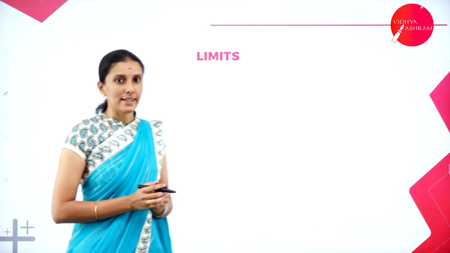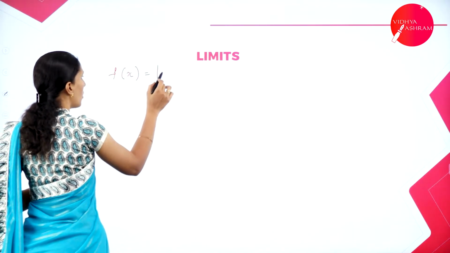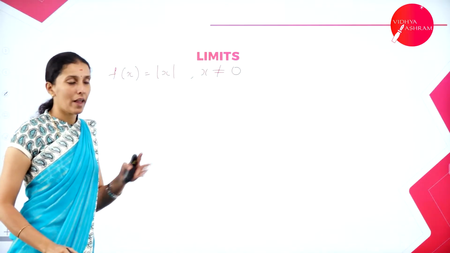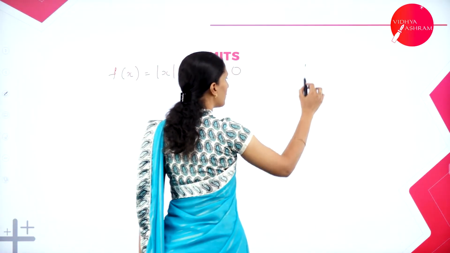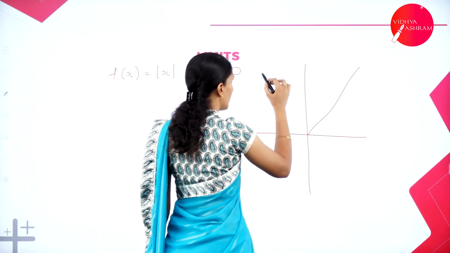I'll take one more example. Let me take a modulus function. f of x is equal to modulus x, where x is not equal to 0. Let me give a condition. So how is the graph of the modulus function? We know the graph of the function is like this.